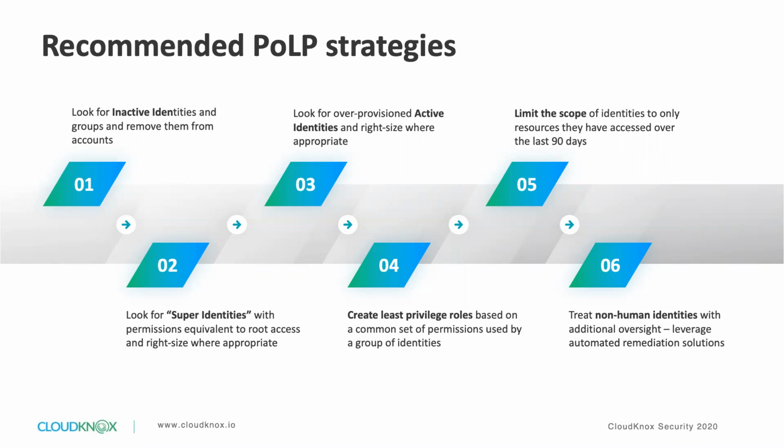You can create least privilege roles based on a common set of permissions used by a group of identities. This is something that we fundamentally do within our own product in terms of right-sizing the environment. And furthermore, when we look at the scope of identities, it's really, again, coming back to what we've mentioned a number of times, over a period of time, which is typically 90 days.